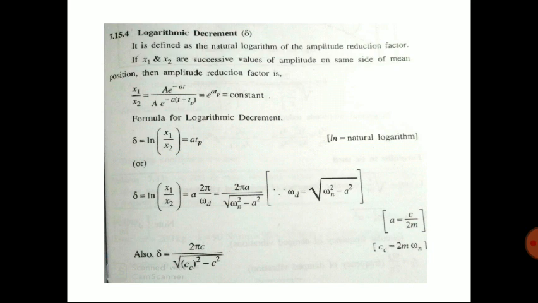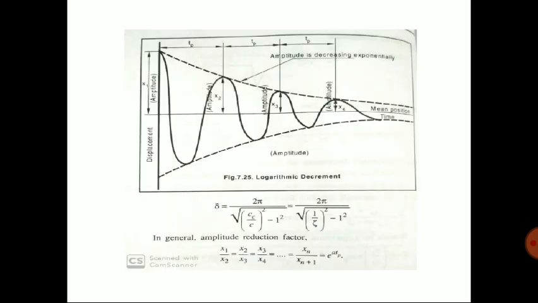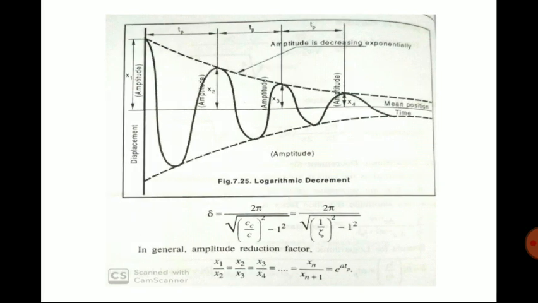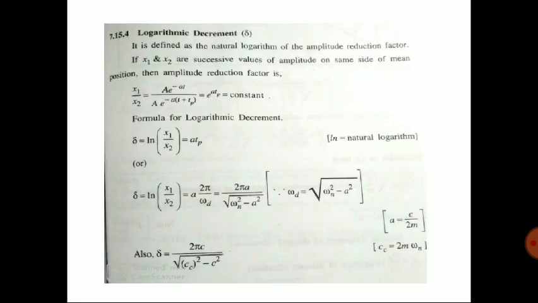So we are finally getting delta equal to 2 pi c by root of cc square minus c square. Cc means critical damping coefficient, c means damping coefficient. And you can see one more equation here. The final equation is delta equal to 2 pi c by root of cc square minus c square.